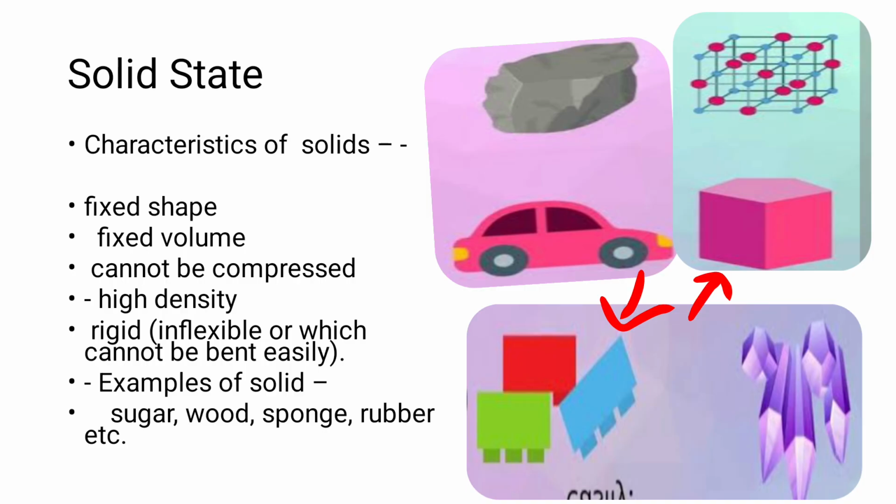Rigidity means strong and not easily breakable, inflexible. Think of a bench or a table. It is not easy to carry with a single hand. It needs 4 or 5 members to carry the benches or anything which is harder. That's why it is inflexible, which means it cannot be bent easily. Examples of solids are sugar, wood, sponge and rubber, etc. So many things are there.